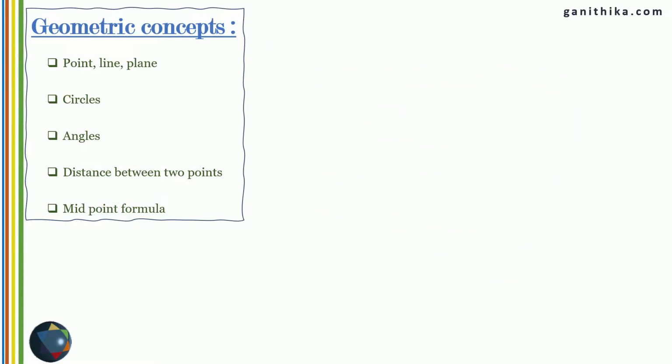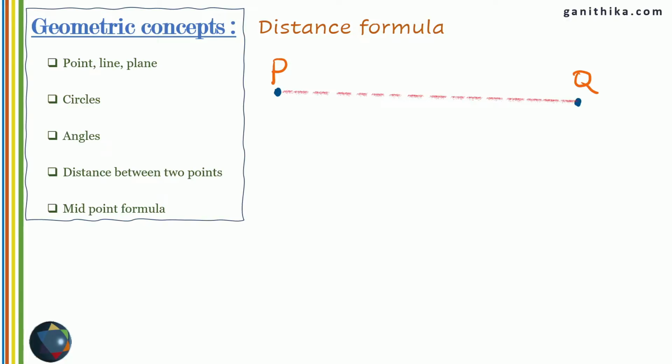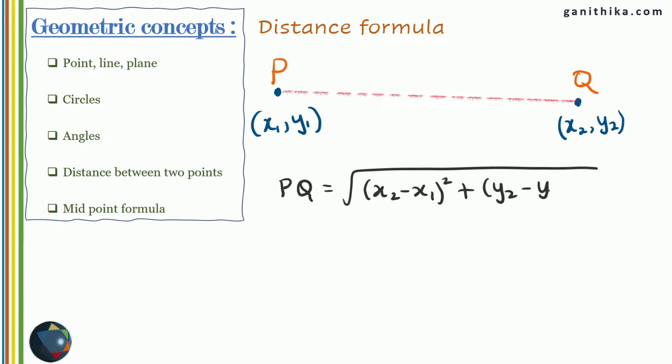One of the most important formulas that you will often be using in DP classes is the distance formula. This formula gives you the distance between any two given points. Say for example, I have point P which is (x1, y1) and point Q which is (x2, y2). How to find the distance between these two points? The distance PQ is given by the square root of (x2 minus x1) the whole square plus (y2 minus y1) the whole square. So what you are doing is finding the difference between the x coordinates of P and Q, squaring it, adding it to the square of the difference between the y coordinates of P and Q, and finding the square root of that. This is what you are going to do for finding the distance between any two points.